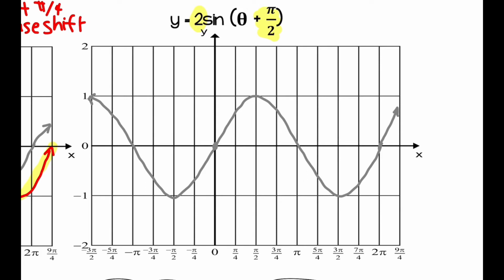Okay, the next thing we're going to do is deal with the phase shift. Now this says plus pi halves, and as we know from prior experience, that means it's going to go left pi halves. In this case, that's 2 squares. So I'm going to take this point and it's going to move there. This one is going to move there. We're going to move everything over 2.